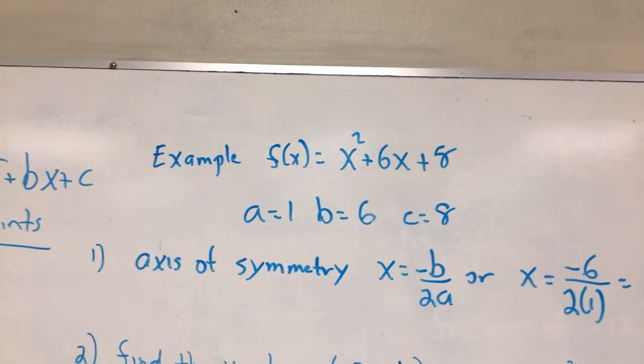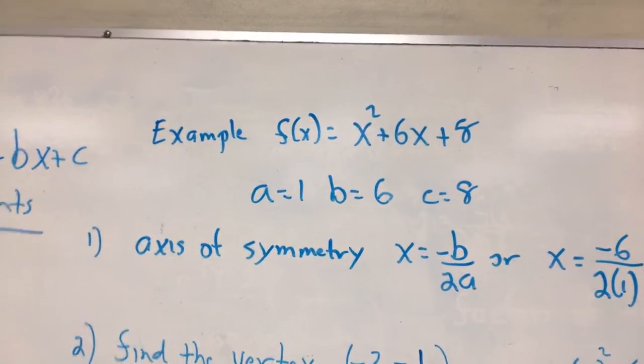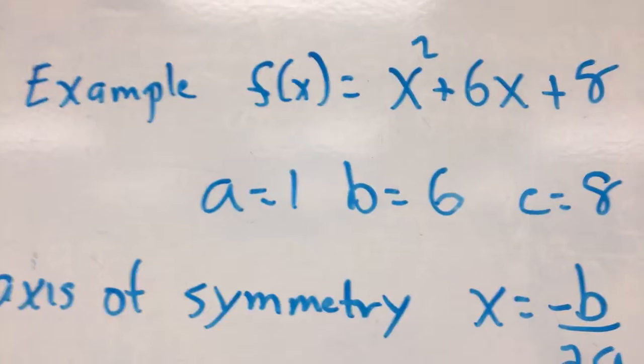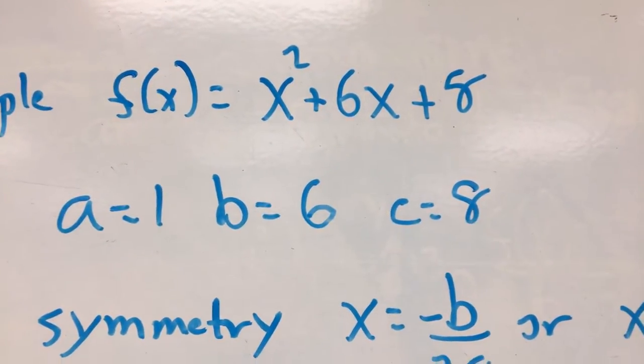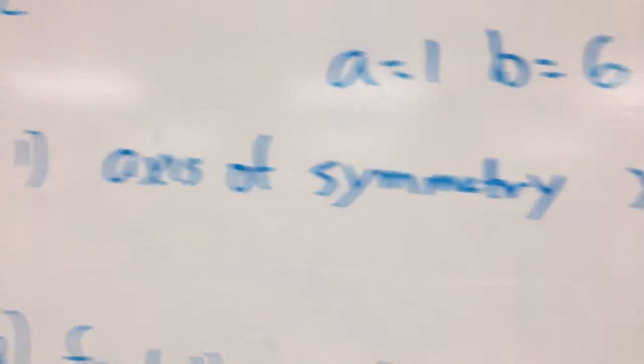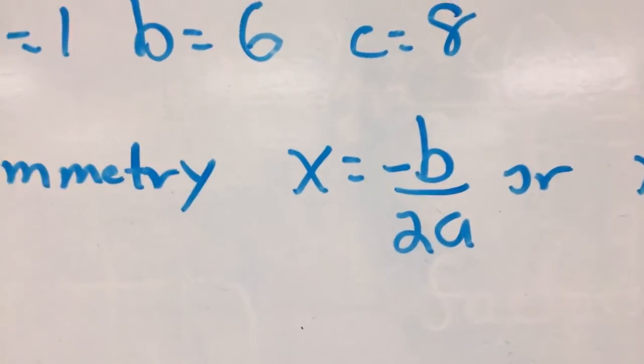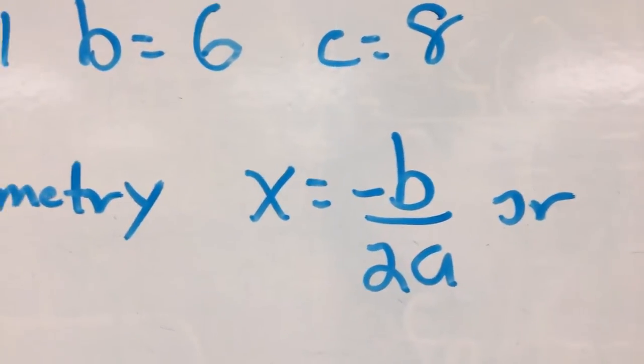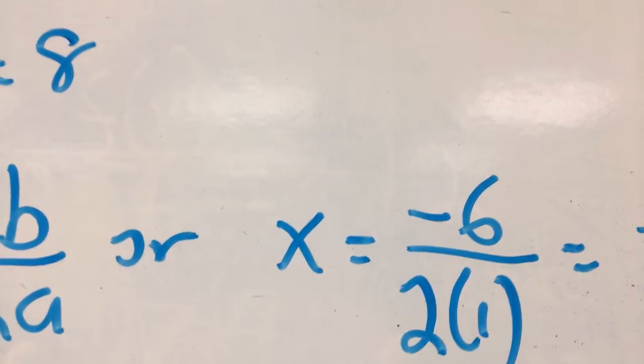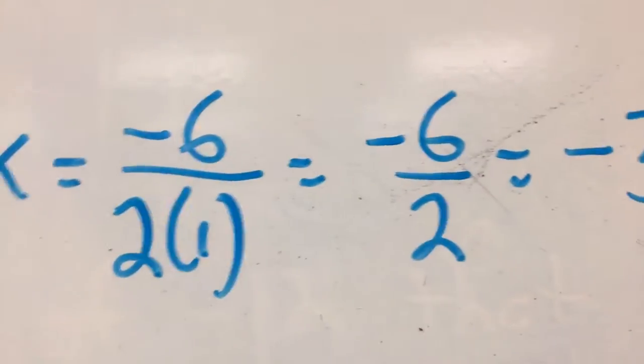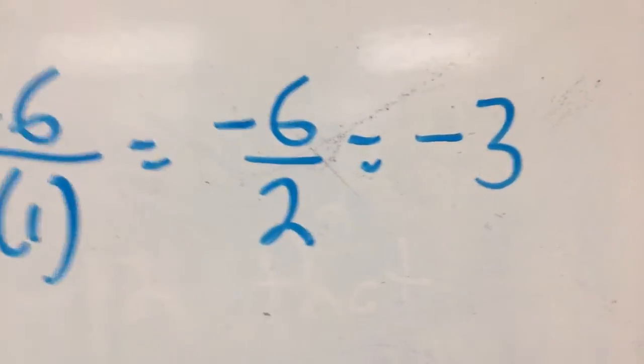X squared plus 6x plus 8 is equal to f of x. Identify a, b, and c. A is 1, b is 6, and c is 8. So the axis of symmetry, x is equal to negative b over 2a. Negative b, negative 6 over 2 times 1. Negative 6 halves, or the axis of symmetry is negative 3.